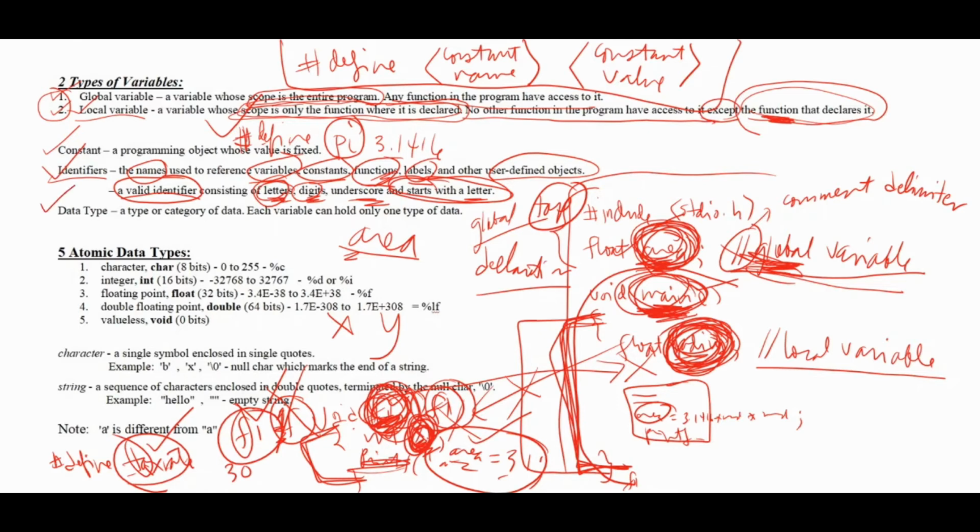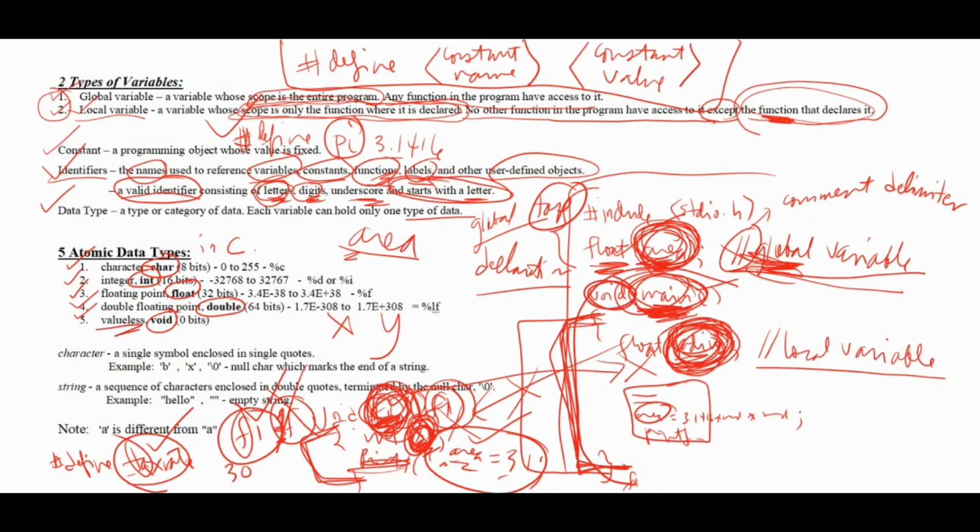What is a data type? It's a type or category of data. Each variable can hold only one type of data. So what are the 5 atomic data types in the C programming language? First is the character. Second is the integer. Third is the float, which I have already used here as an example. And the fourth is double, the one we used for the program to compute the area of a circle in our DevC demo. The last is void. So this is a data type, void.